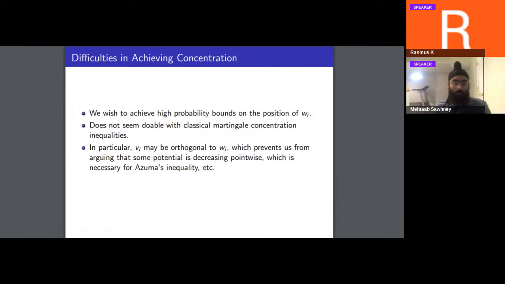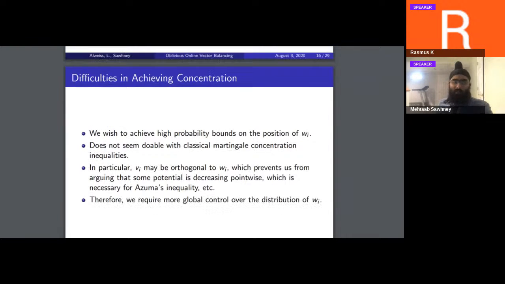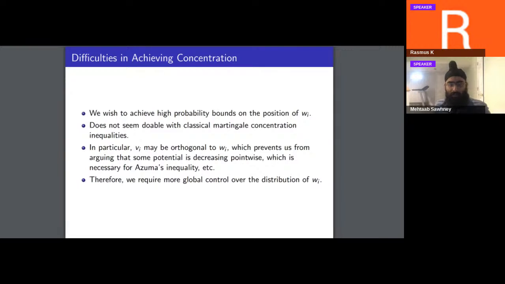there's really nothing you can do, because your L2 norm is going to go up, you're going to move further from the origin, and your L-infinity norm is going to increase. And therefore, it's very difficult to argue that some potential is decreasing pointwise. This prevents us from using Azuma's inequality, and therefore we have to achieve a more global control over the distribution of Wi.